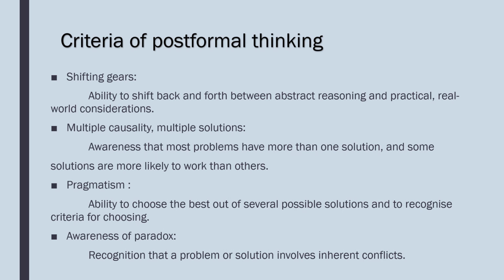And next comes the awareness of paradox. That is recognition that a problem or solution involves inherent conflicts. That is, this can give internal conflict. So doing this will give him what he wants, but it will make him unhappy in the end. For example, the individual who wanted the bike, the father takes a loan and gets him the bike. But when the family needs money for some other purpose or for his college fees, he may feel unhappy. That is the awareness of paradox, that we should be aware that a solution or a problem can have other conflicts too. So these are the criteria for post formal thinking.